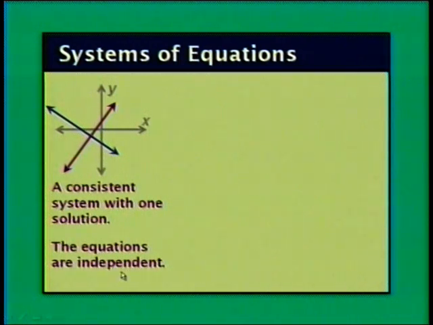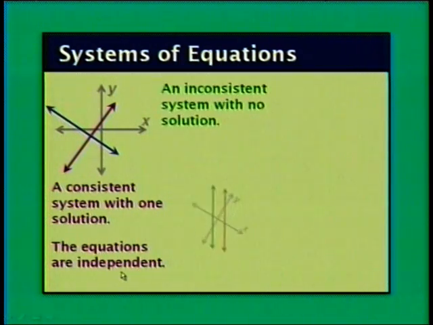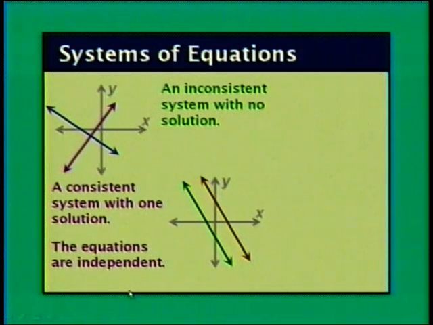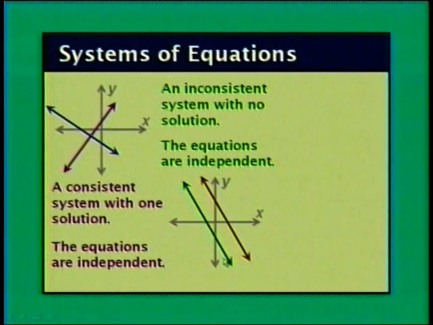Well, what's another relationship the two lines could have? They could be parallel, and parallel lines never intersect. Consequently, there is no point that lies on both lines. Consequently, there is no point that satisfies both equations. This is called an inconsistent system, and it has no solutions. However, the equations are still independent because they graph to two distinct lines.